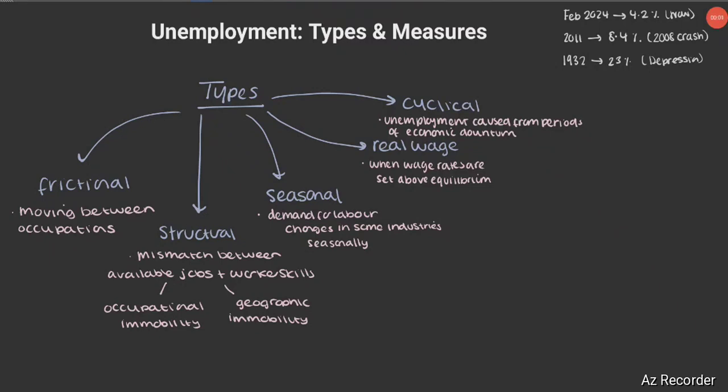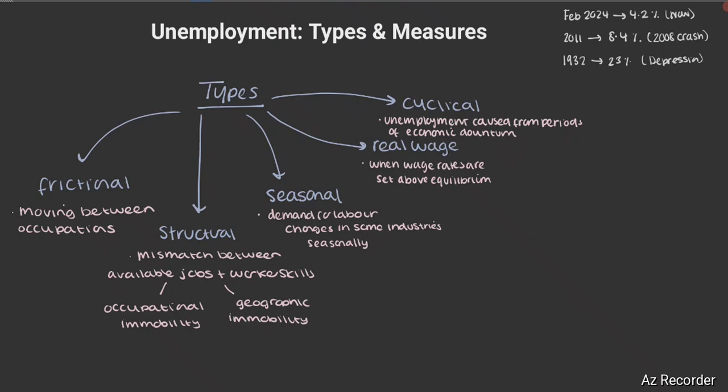In this video, we'll be looking at unemployment. We'll be looking at the different types of unemployment and the measures that we use to measure the rate of unemployment. So the first type of unemployment that we'll be looking at is frictional, and this is when workers or people in general are moving between occupations.